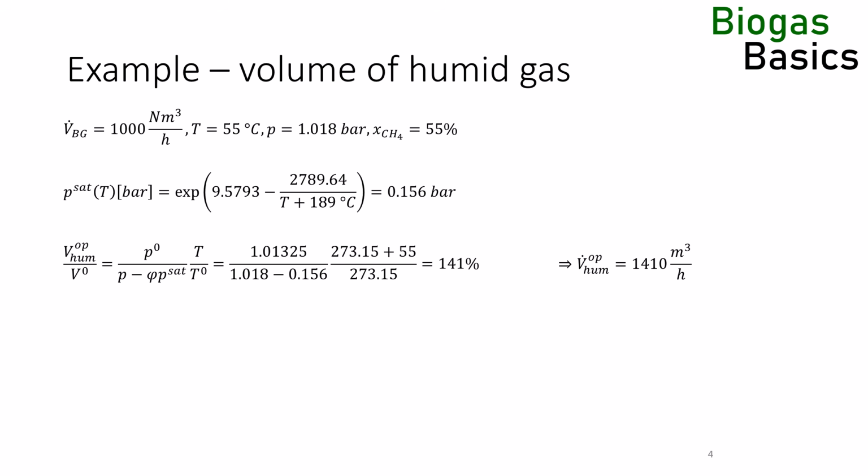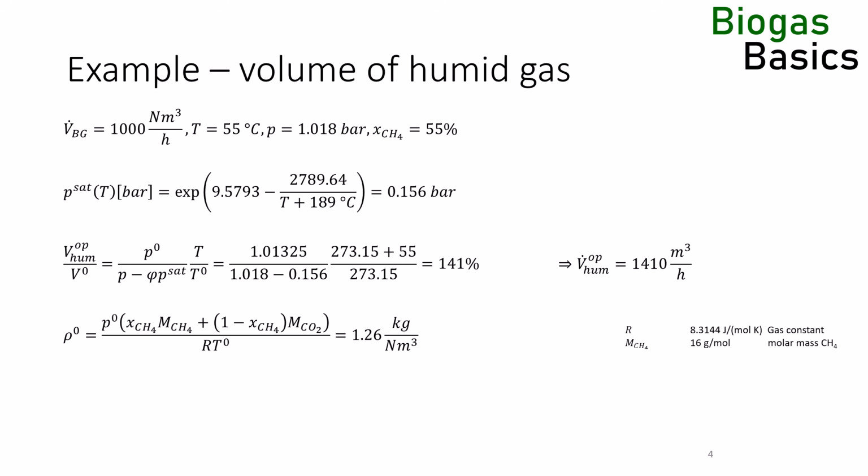We can calculate the gas density with the ideal gas law. Generally, the density is pressure times molar mass over gas constant and temperature. For dry biogas at reference conditions, we can calculate a reference density. It is 1.26 kilograms per norm cubic meter.